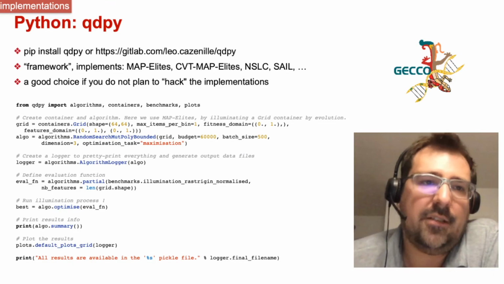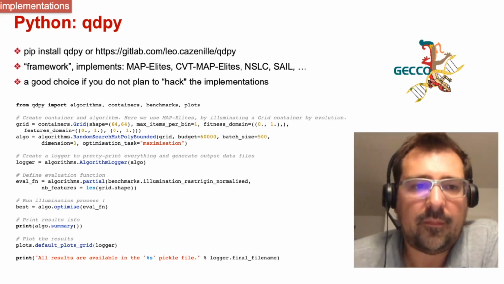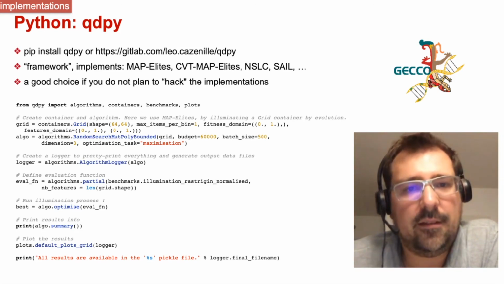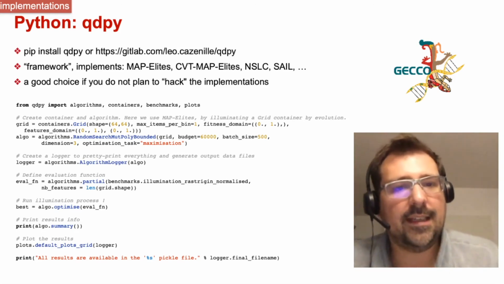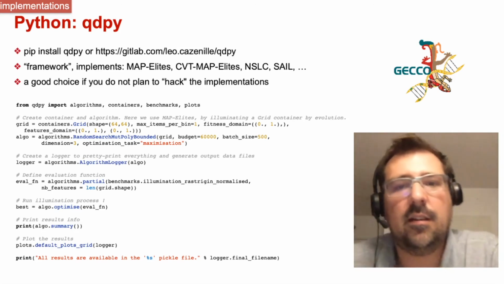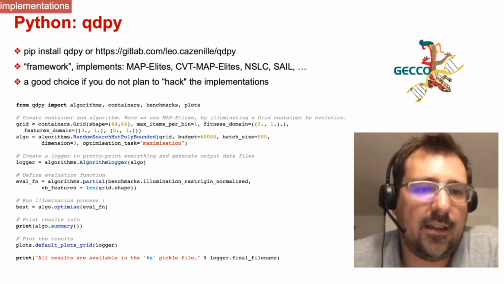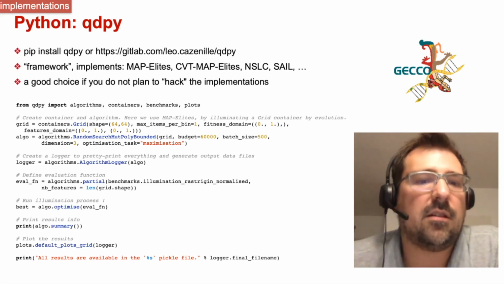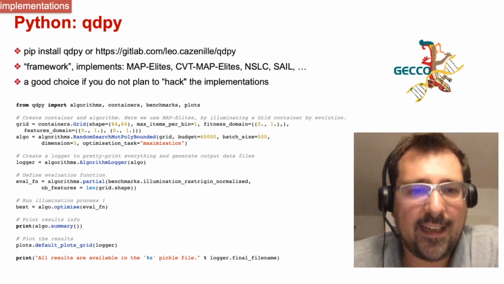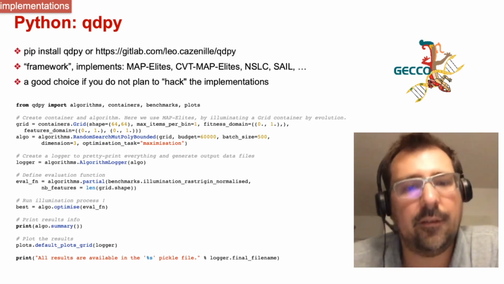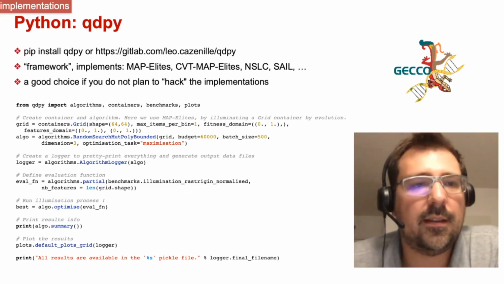A more fully featured framework is QDpy, which is also in Python, and that implements MAP-Elites, CVT MAP-Elites, but also more advanced algorithms like SAIL. It provides many more algorithms, and it's a bit harder to hack, but if you just want to use algorithms, it probably provides you with more options.